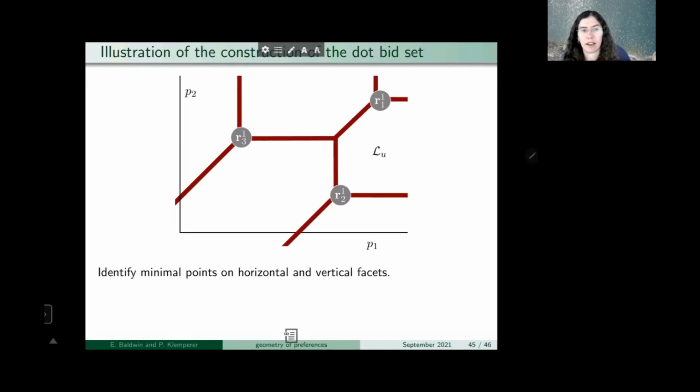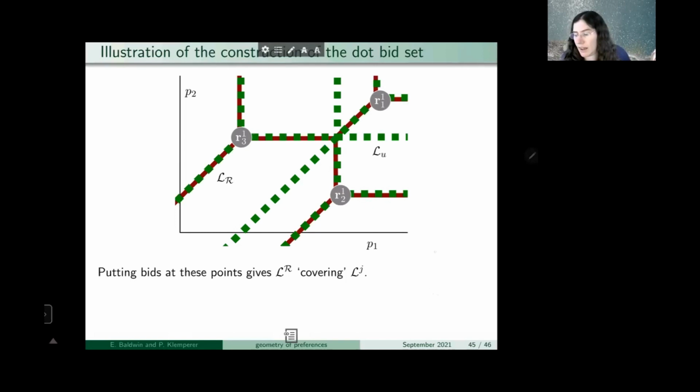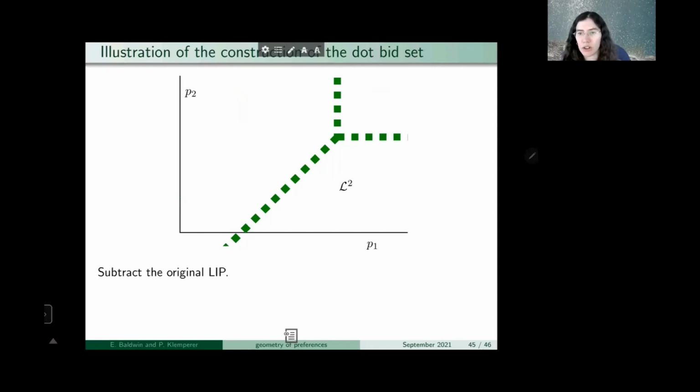I can identify minimal points on the horizontal and vertical facets. And if I put bids in there, then in fact, I'll cover it. So I'll have got all of the lip in the thing that I've drawn with those dots. So if I've got all of the lip in the thing that I've drawn with those dots, then when I subtract the thing that I started with, I've got a new lip, which is still a strong substitutes lip. So I can do that again. And I just keep doing that, and it terminates.